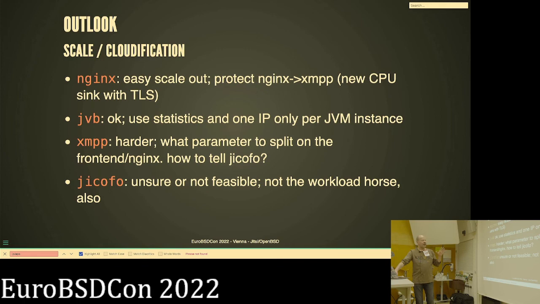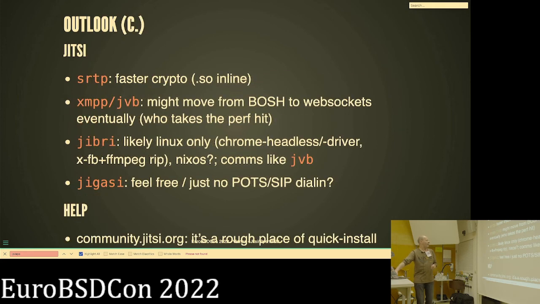And with that you can scale out, but you have to look at it, as something like Jicofo is not meant to be scaled on multiple instances and all this stuff. SRTP is the next stuff to come. That's inline crypto, which is like factor 20 faster or even more. And moving from BOSH to WebSockets, because it's WebSockets.